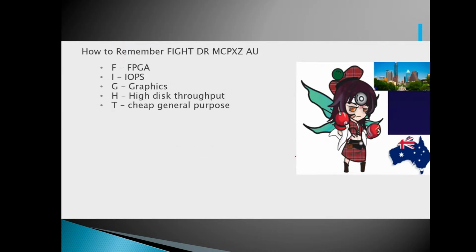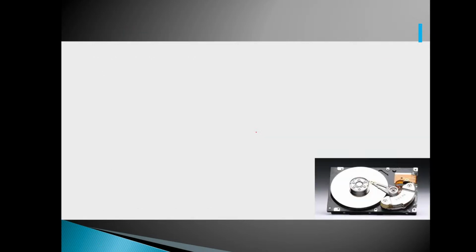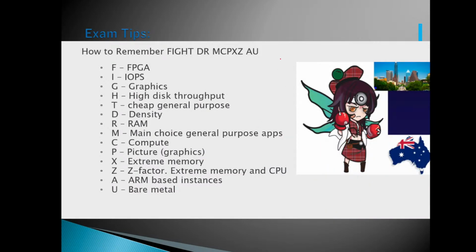Then we have families of EC2 machines: F family, I family, G, H, T, D, R, M, C, P, X, Z, A, U. So these are different families. Each family has different characteristics. As per your requirement and use case, you can select the given family. We are using T family. It is cheap, general purpose, and generally used for practicing and for creating small applications or small projects.